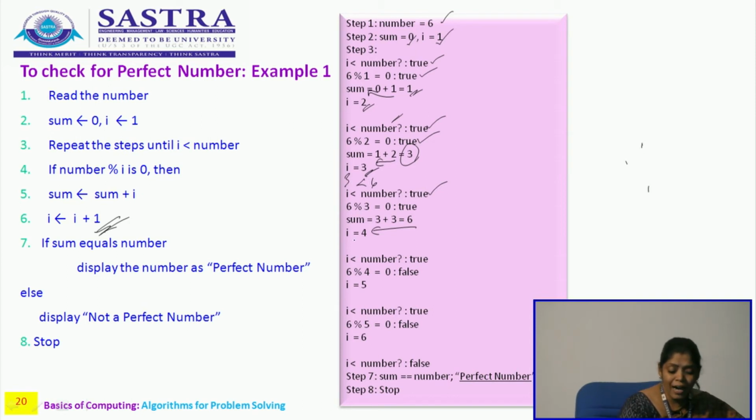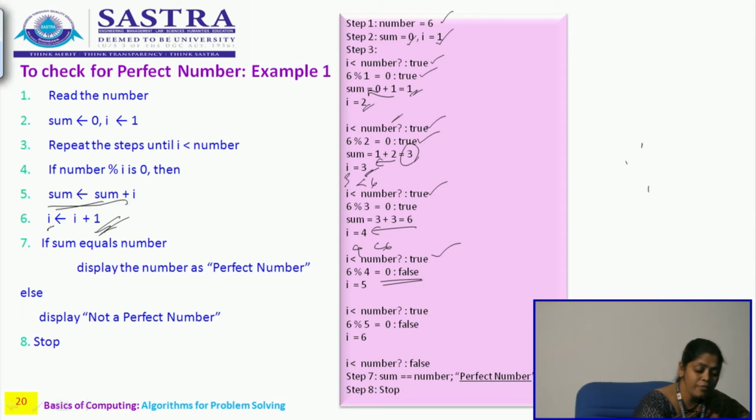Then your I is now 4. 4 is also less than 6, so once again you can enter the loop. 6 mod 4 is not 0. Then you should not add this. You come to the next step, that is, simply increment your I value.